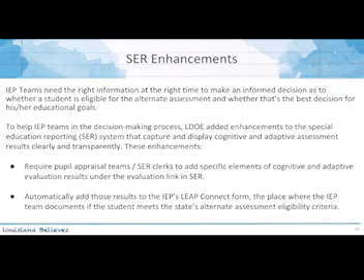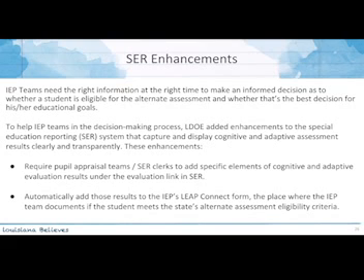We know IEP teams need the right information at the right time to make an informed decision as to whether a student is eligible for the alternate assessment. To help IEP teams in the decision-making process, LDOE added enhancements to the special education reporting system this past fall that capture and display cognitive and adaptive assessment results clearly and transparently. These enhancements require pupil appraisal teams or SIR clerks to add specific elements of cognitive and adaptive evaluation results under the evaluation link in SIR.